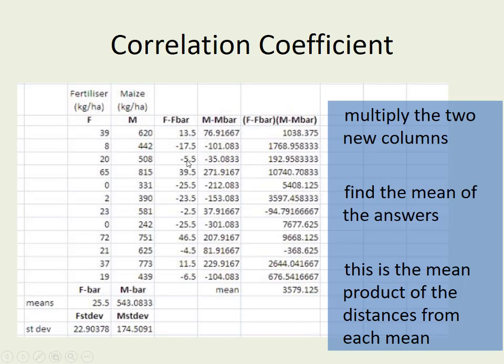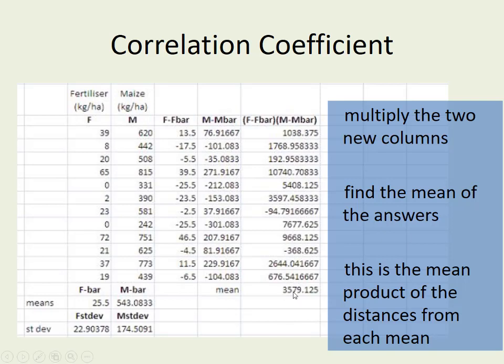Then what you do is these differences from the mean, you multiply them together. So you multiply all the differences from the mean together. And then when you've done that, you find the average of that. So you've got quite a mouthful. What you've got is the mean product of the distances from each mean.